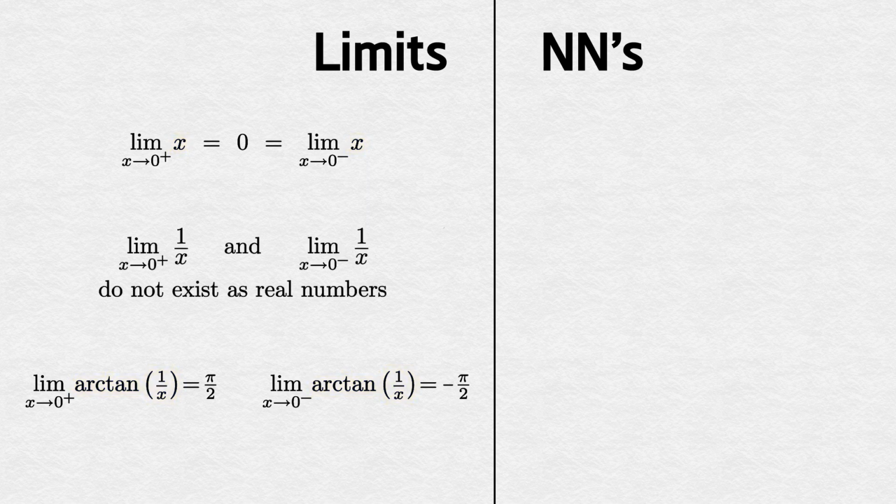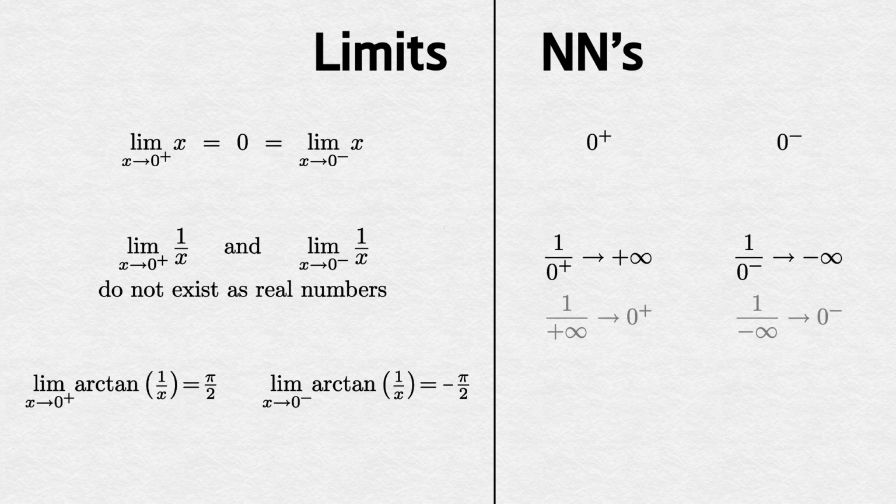All of these statements we've tried to shoehorn into limit notation are expressed much more clearly and consistently via near numbers. 0 plus and 0 minus are objects in their own right. We can reciprocate them. 1 over 0 plus goes to positive infinity, and 1 over 0 minus goes to negative infinity. In fact, these relationships are symmetric. 1 over positive infinity goes to 0 plus, and 1 over negative infinity goes to 0 minus.